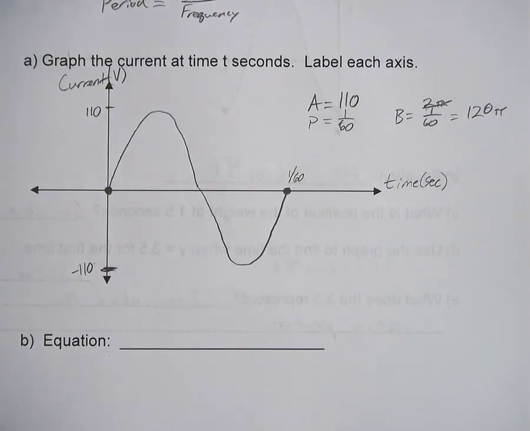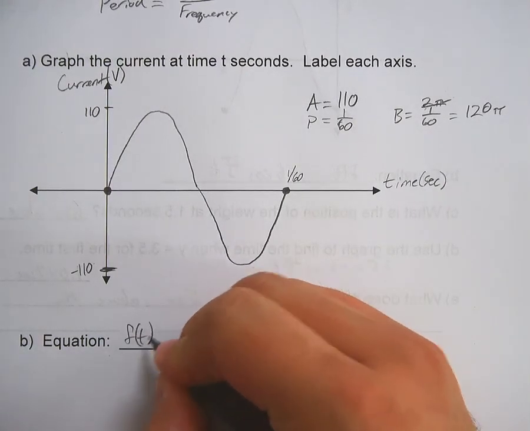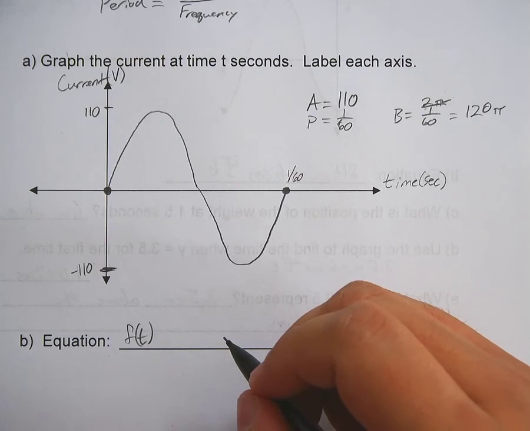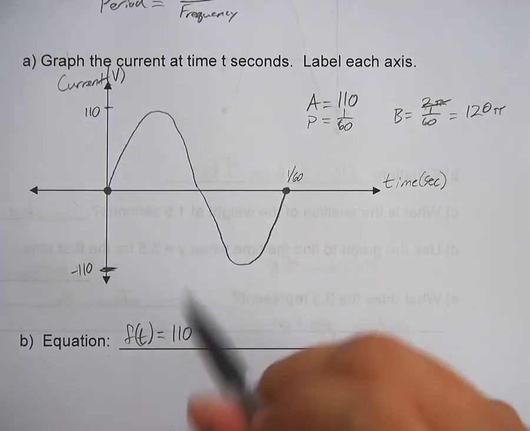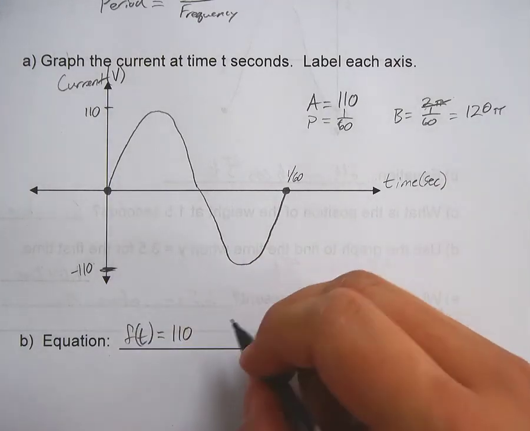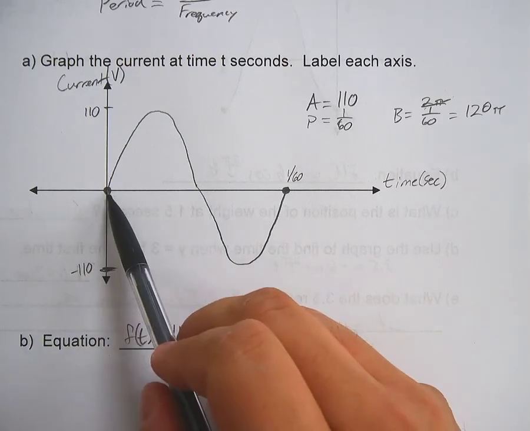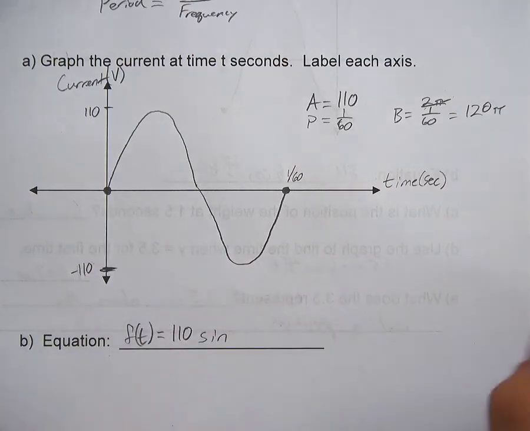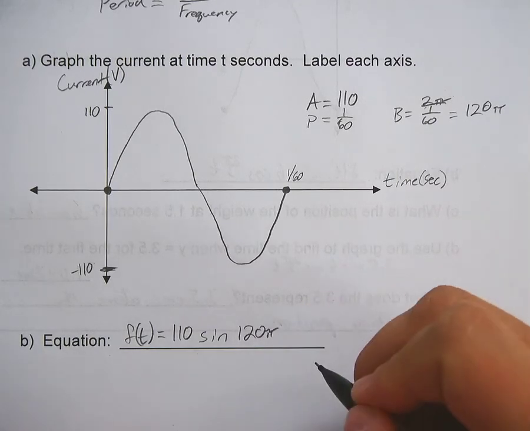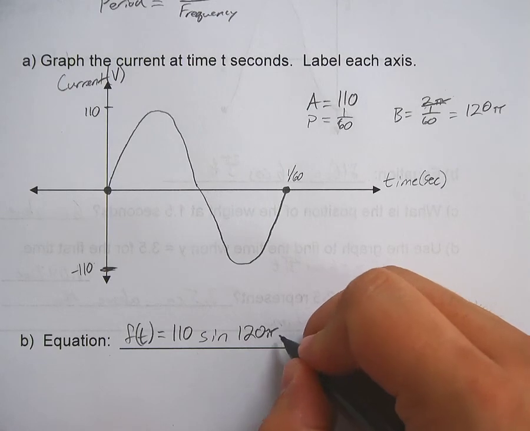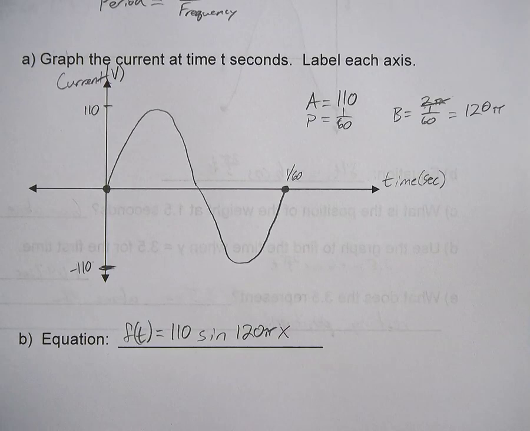And they want an equation to model this current. So we'll say f of t, because it's a function of time, is going to be 110, because that's my amplitude. It's a positive sign, so I'm going to use sine wave. And I know it's a sine because it starts at 0. Thank goodness for that. My value for B is 120 pi. And I'm not shifting x right or left, up or down, so x. Okay?